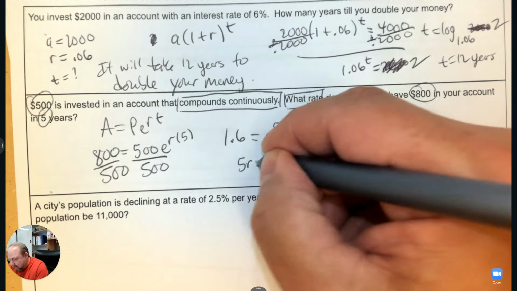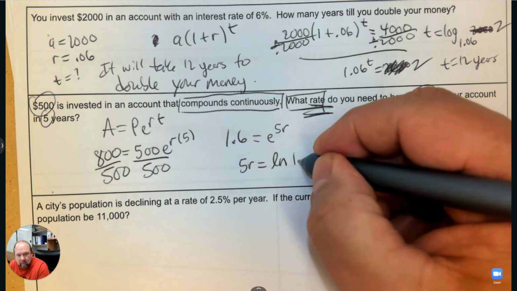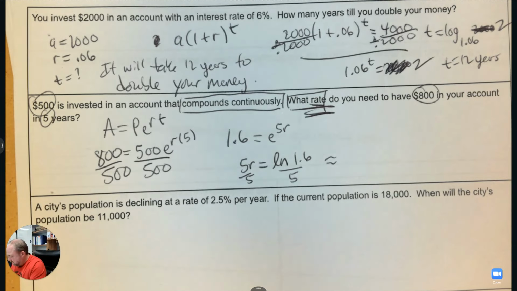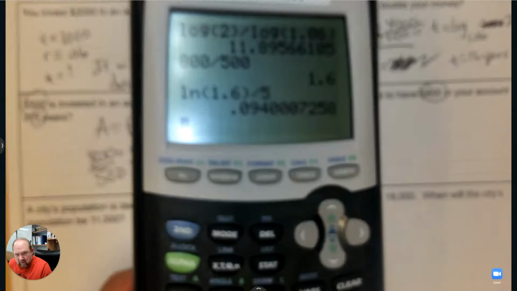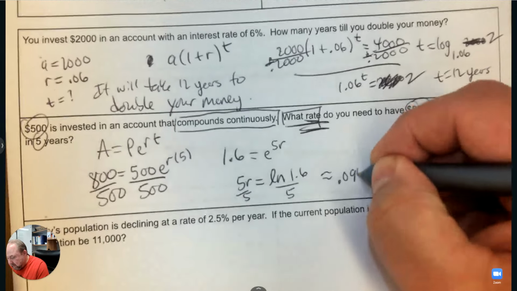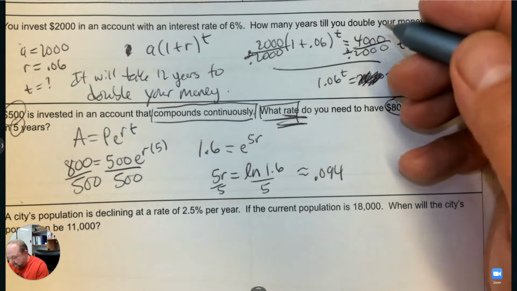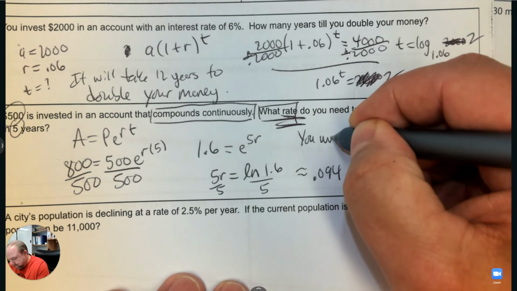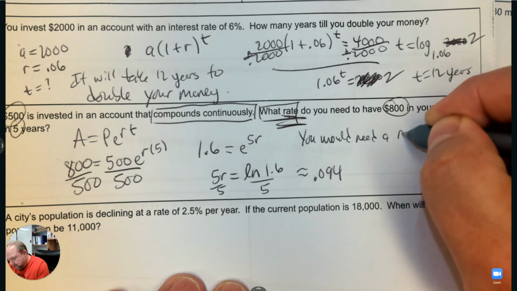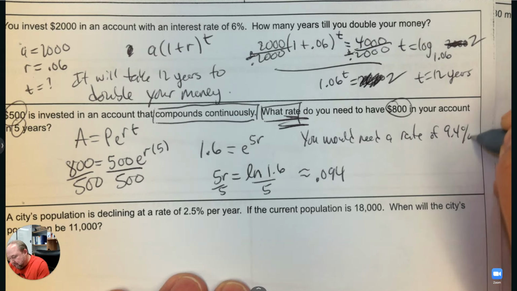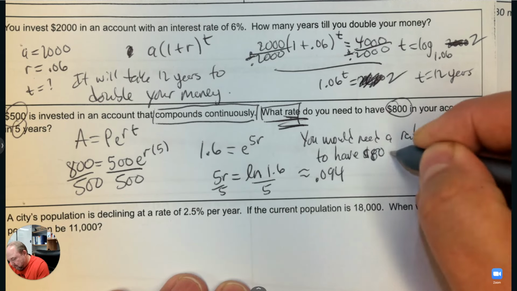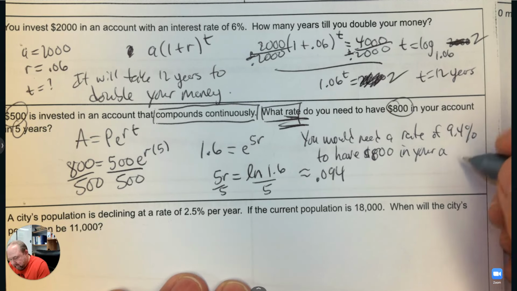So the exponent is 5R. The logarithm with the base of E is ln. And then 1.6. And then divide by 5 and you have your rate. So ln 1.6 divided by 5. And I get a number, it looks small, right? 0.094, but you know that you would move the decimal 2 to the right to write it as a percent. So it's actually 9.4%. So you would need a rate of 9.4% to have $800 in your account in 5 years.